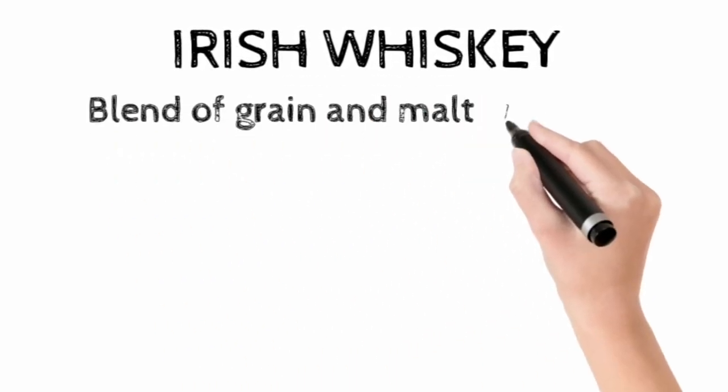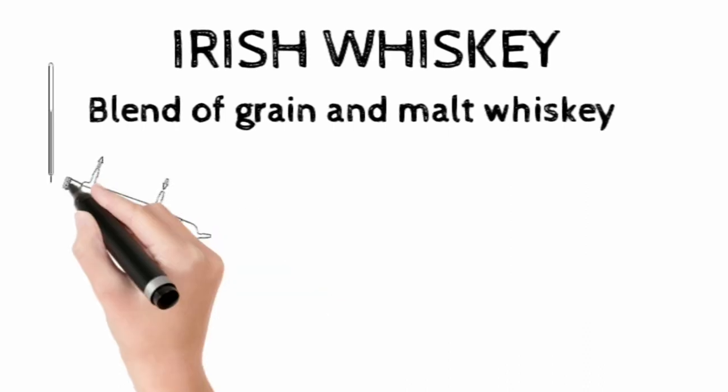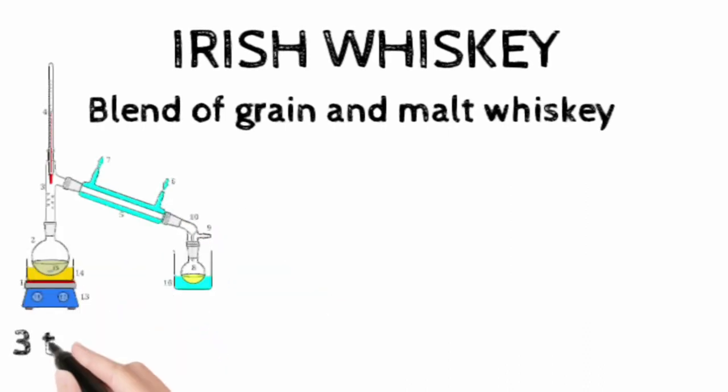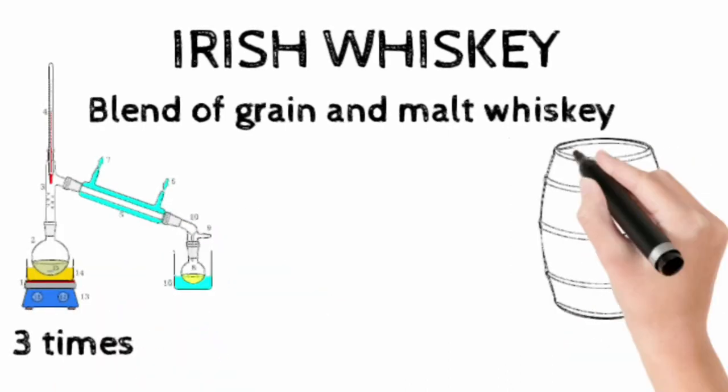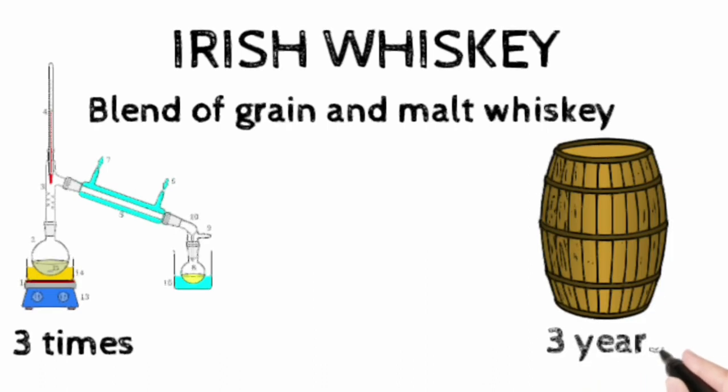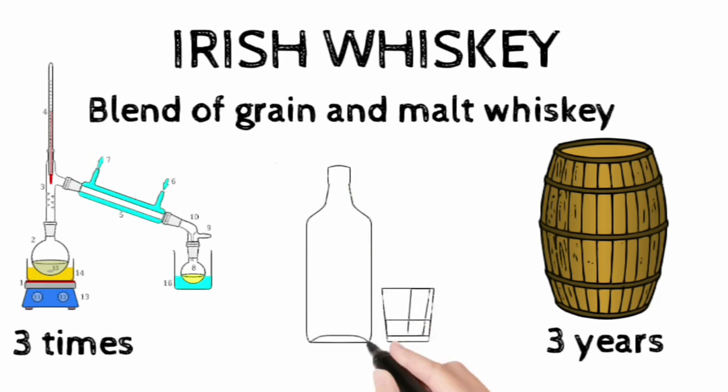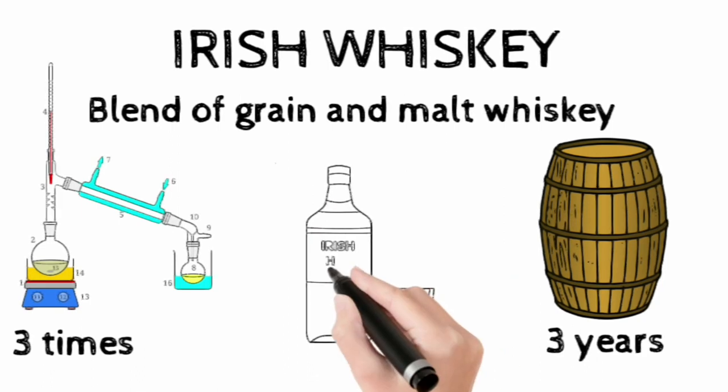Let's see about Irish whiskey. Irish whiskey is a blend of grain and malt whiskey. It is distilled 3 times in copper pot still and matured in oak cask for 3 years. The roasting of barley happens by charcoal, not by peat as in Scotch. Irish whiskey is very smooth compared to other whiskies.